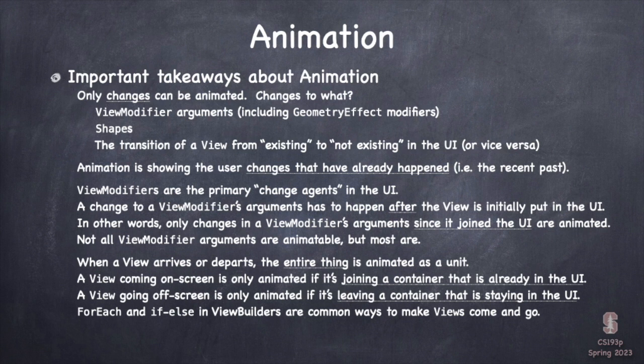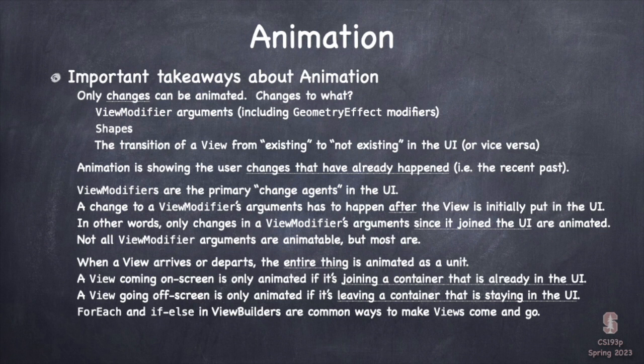When a view arrives or departs on screen, when that animation happens, the entire view is animated as a thing. So the whole thing fades in, right? Or the whole thing flies off, or the whole thing scales in or out in size. And a view coming on screen is only animated if the container that it's in is already on screen. So if a view comes on screen with its container, then it's not going to get animated.